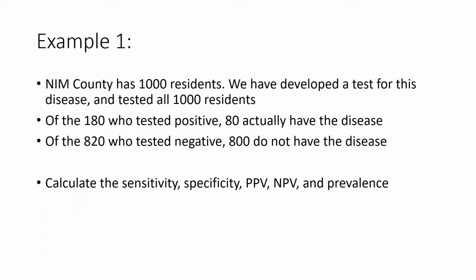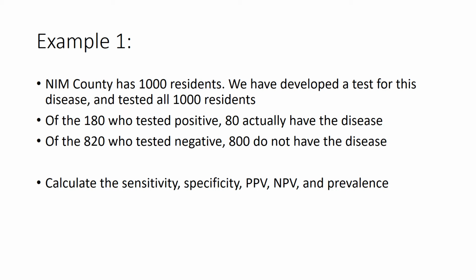Let's do 2 examples. Example 1, you go to NIM County and they have 1,000 residents. We've developed a test for these residents and we test all 1,000 of them. 180 tested positive, but from our gold standard, we know that only 80 actually have the disease. And conversely, of the 820 who tested negative, 800 do not have the disease. With just this information, we can calculate the sensitivity, specificity, positive predictive value, negative predictive value, and the prevalence.